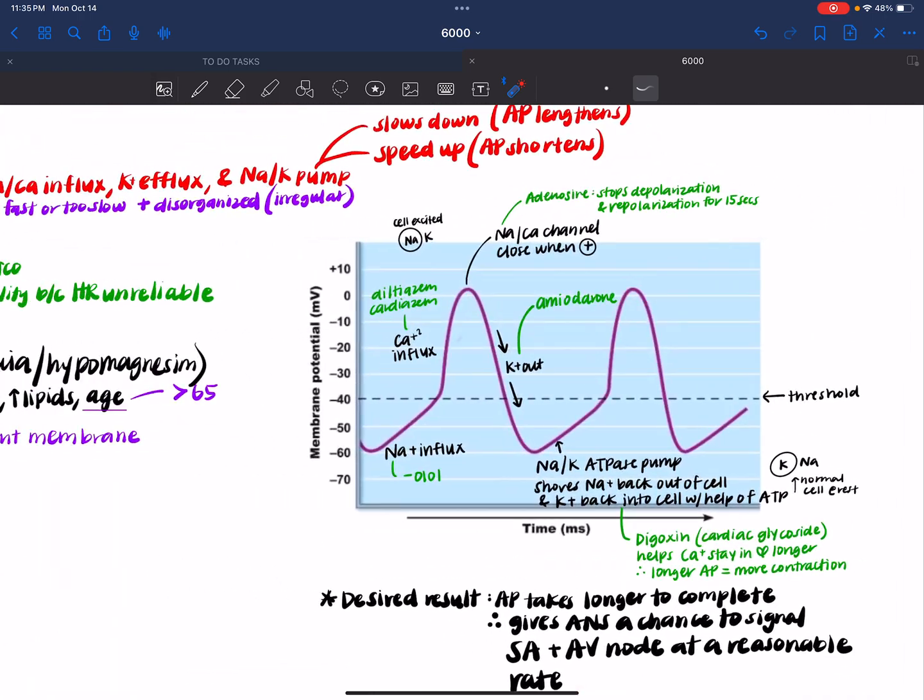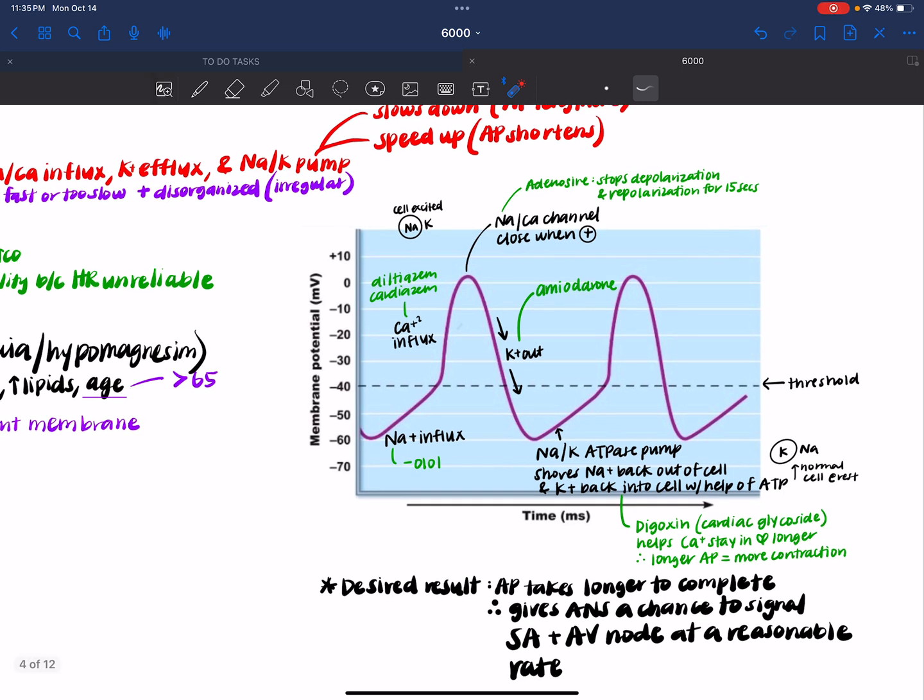In this, you'll see the types of medications. The -lols are going to help with the rate. They block sodium influx, preventing too much action potential, so it slows the rate. Verapamil, diltiazem, calcium channel blockers block calcium, so not as much action potential lengthening. The sodium channel closes when it's positive, so obviously this is when ventricles are contracting, or when ventricles are depolarized. Adenosine is used to stop depolarization and repolarization for 15 seconds, so basically it gives you a reset time. Reset right here.